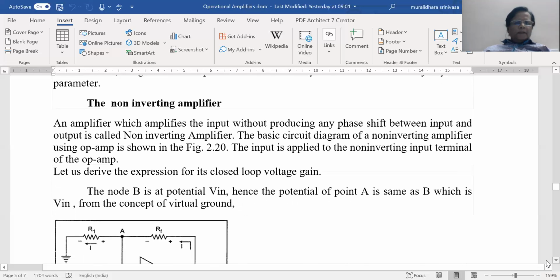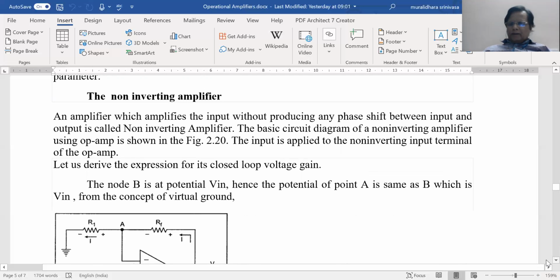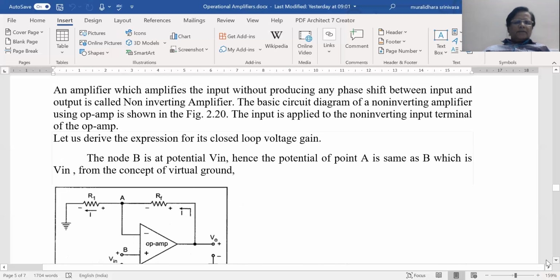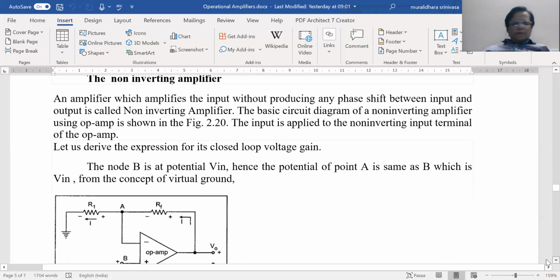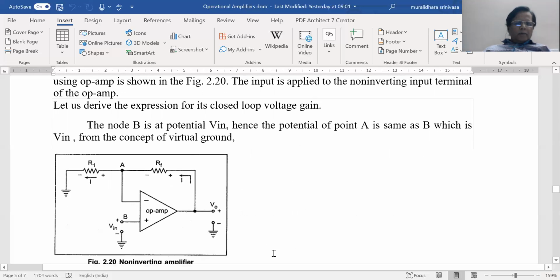Okay. Now we can move on to the other configuration, which is the non-inverting amplifier. So what do we do in this case? In the case of the non-inverting amplifier, we give the input to be amplified at the positive or the non-inverting terminal. So when you give it at the non-inverting terminal, the signal is amplified, but there is no phase difference.